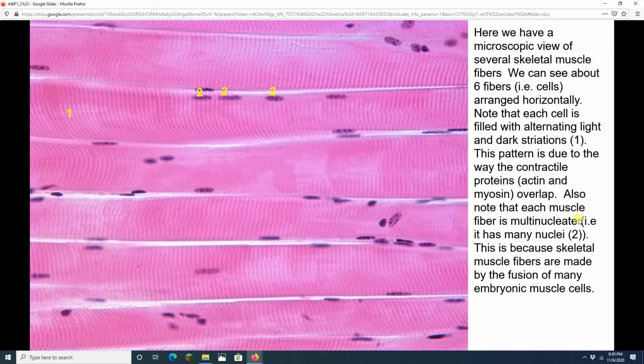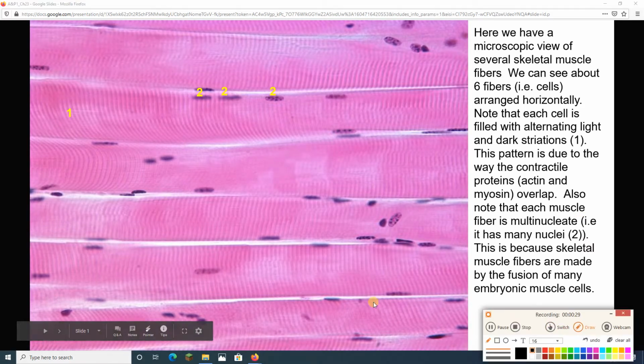This is a quick introduction to muscles. We're going to go through some histology, we're going to look at the microscopic view of all three kinds of muscle tissue, and then we're going to look at the basic model of a muscle cell, and that's it. Easy peasy. So, what I got right here, this is skeletal muscle.